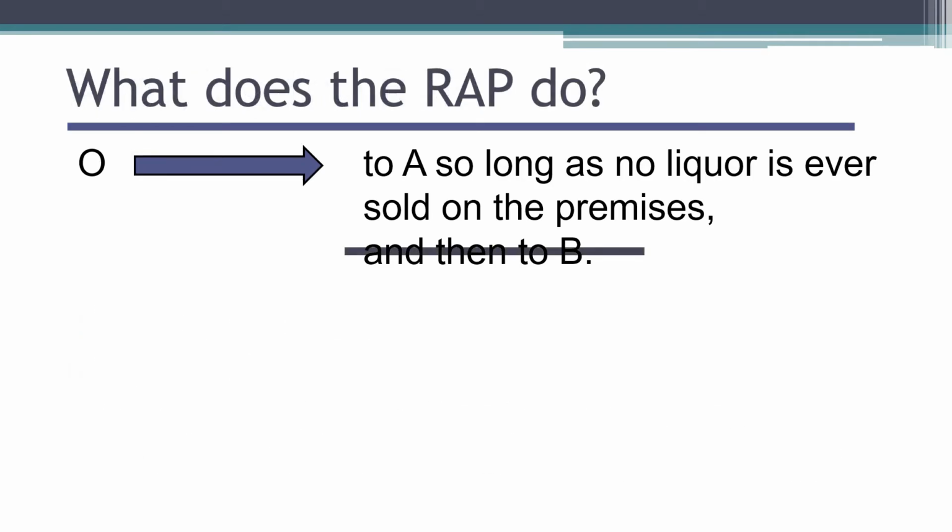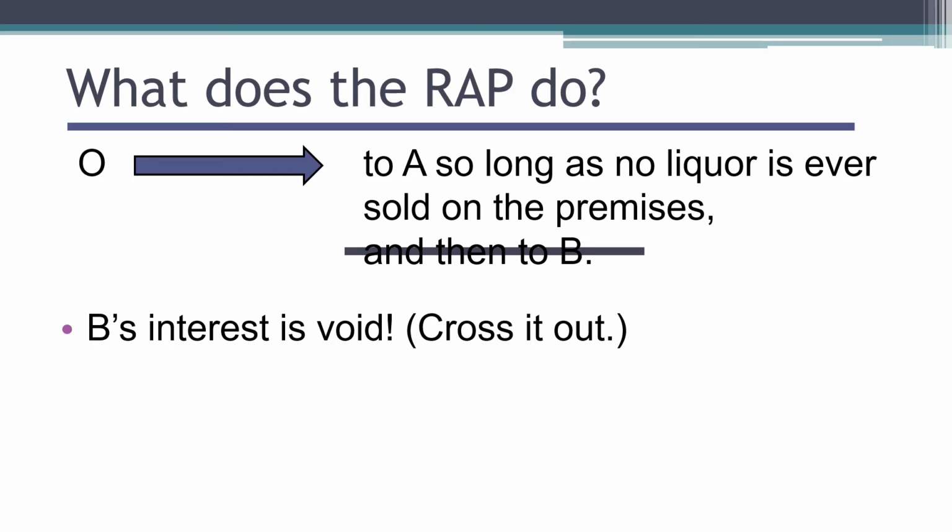Now, when we find a future interest that's void under the rule against perpetuities, remember what we do is to draw a line through it and pretend it was never there in the first place. In this case, B's future interest is void, and so we cross it out. Remember, don't cross out the whole conveyance, just cross out the void future interest. And then we look at what's left and pretend that had been the original wording of the conveyance.